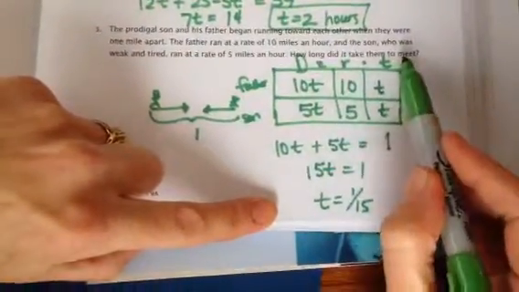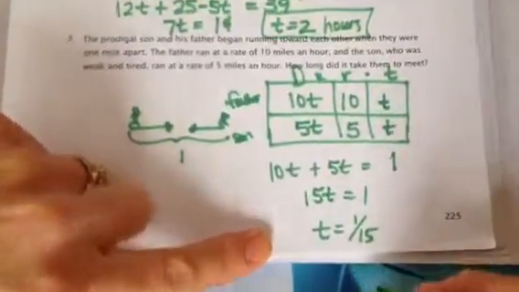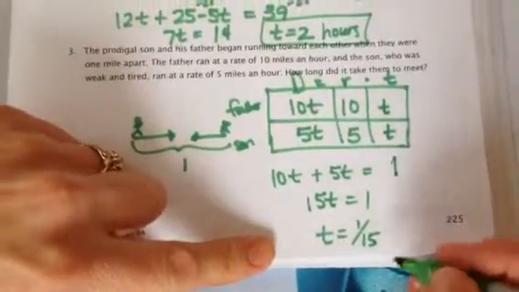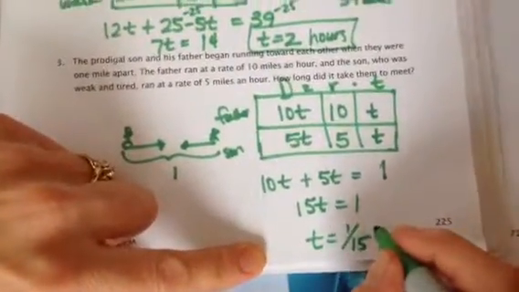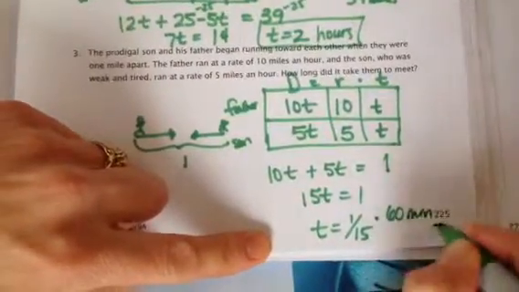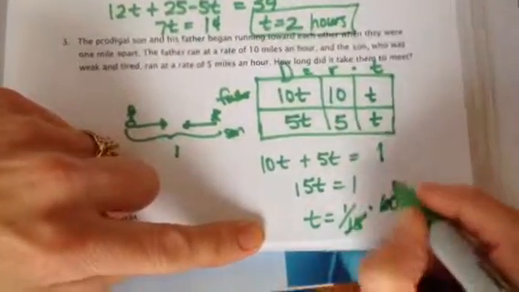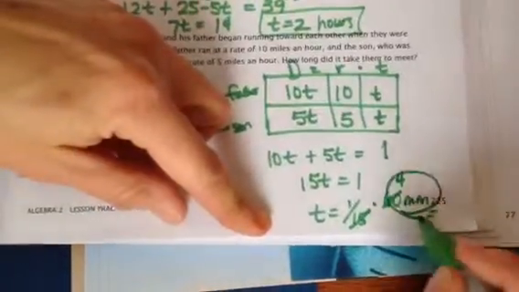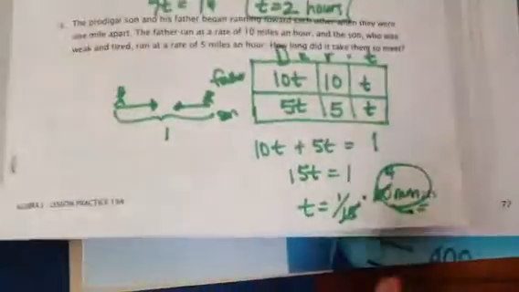How long did it take them to meet? Well, who would ever say, oh, it took me 1/15 of an hour? So let's put it in minutes. Okay, we all know there's 60 minutes in an hour. So let's multiply this by 60, which 15 goes into 60, I believe, 4 times. So it should be 4 minutes. Okay, and we're going to try another one.